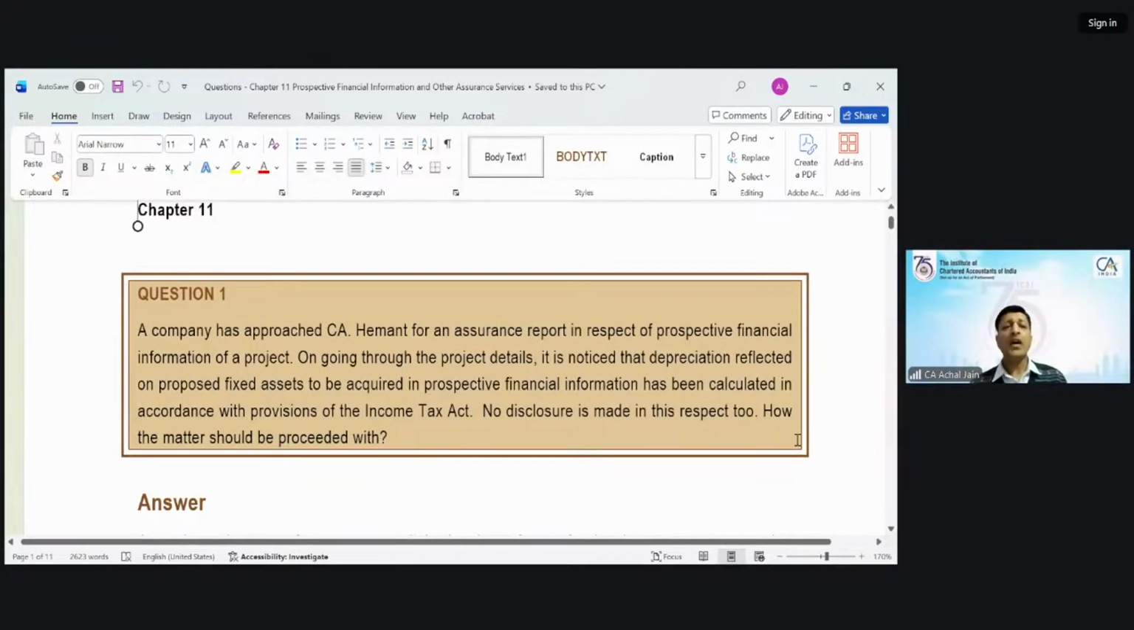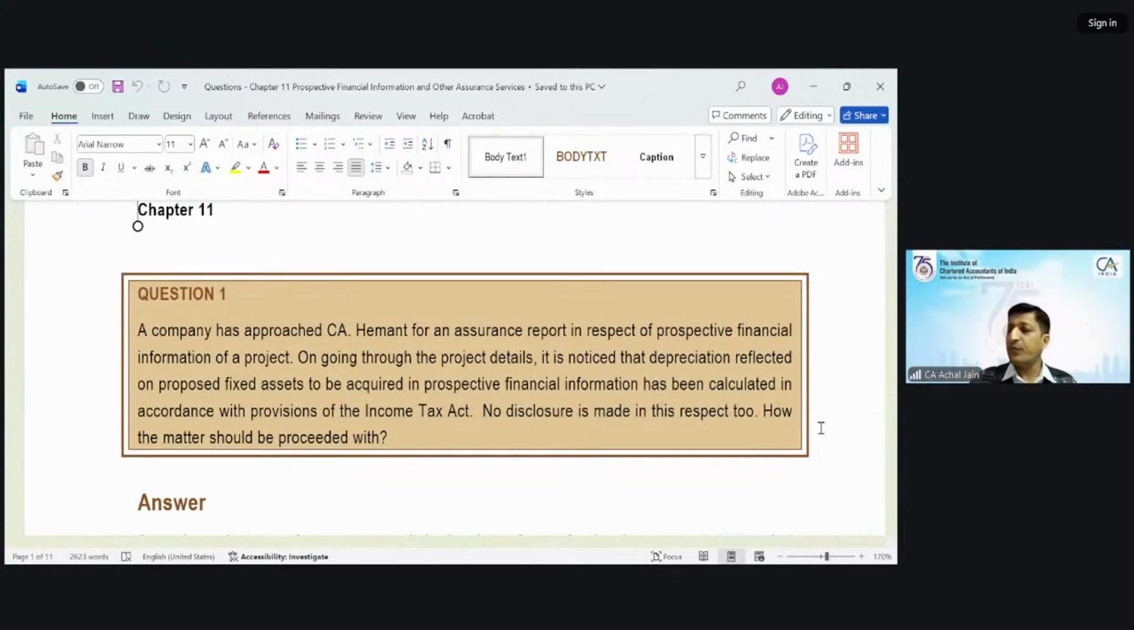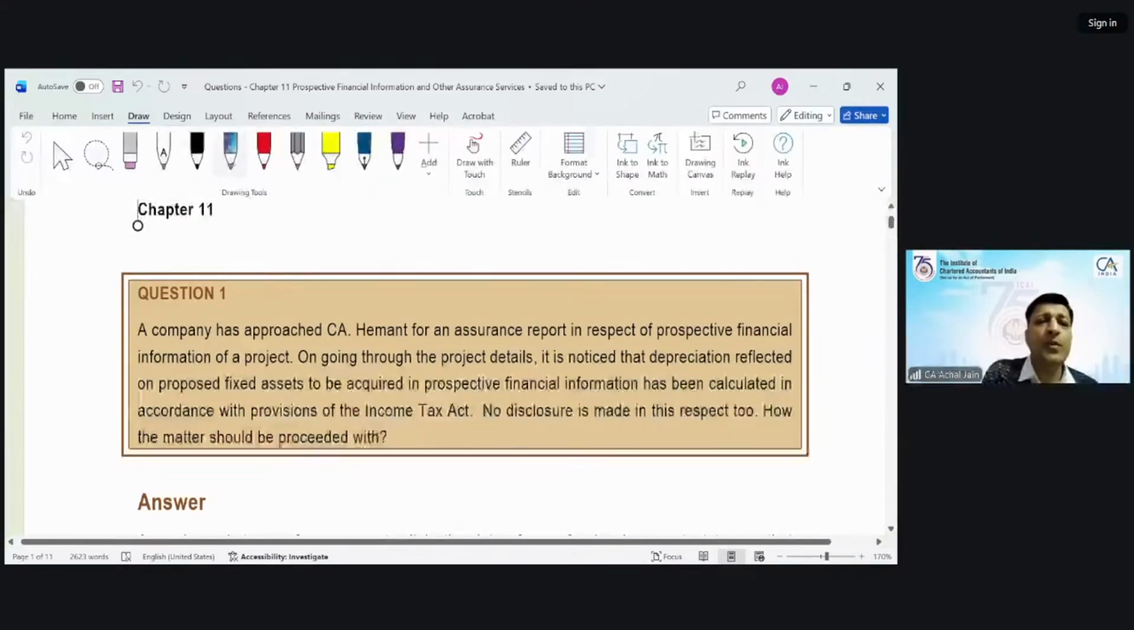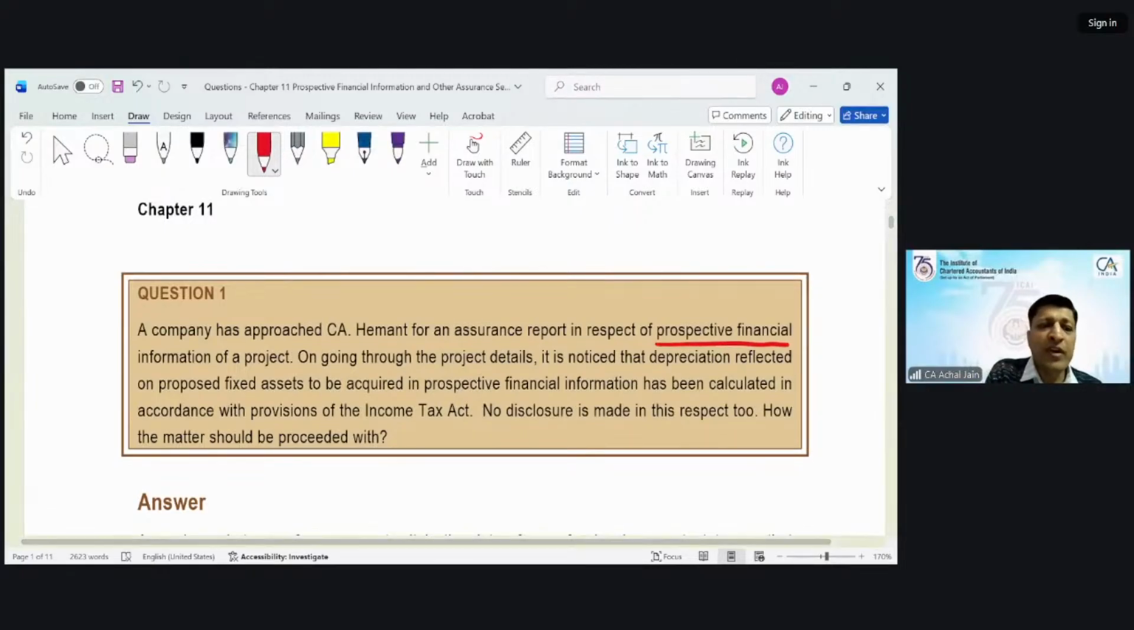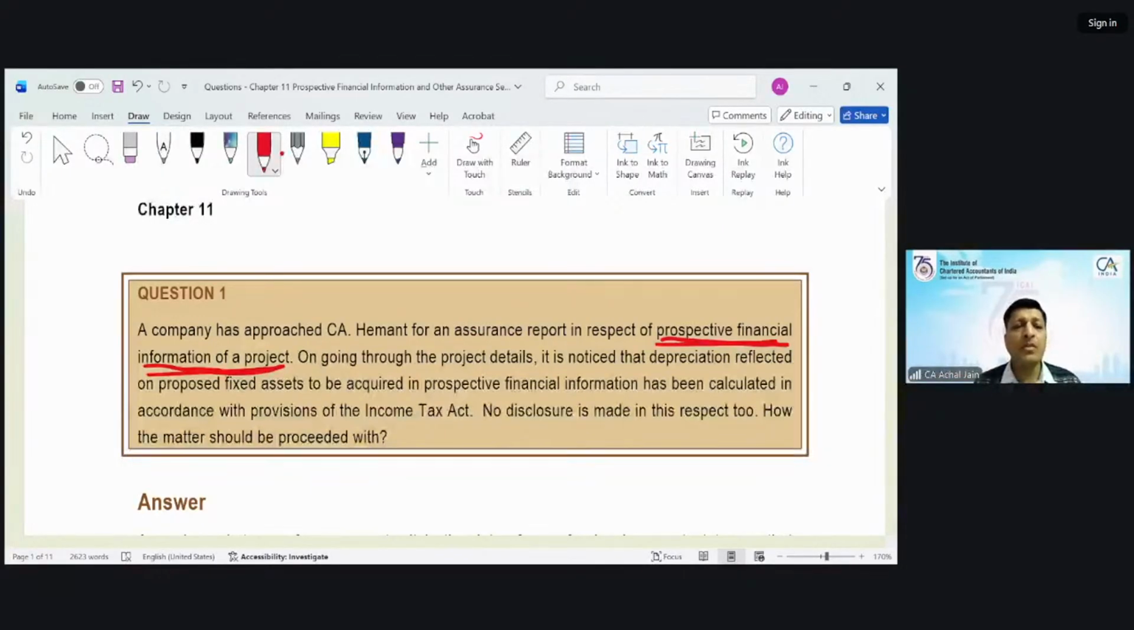A company has approached CA Hemant for an assurance report in respect of prospective financial information. Something that we talked about. So over here, the subject matter is prospective financial information. On going through the project details, it is noticed that depreciation reflected on the proposed fixed assets to be acquired in the prospective financial information has been calculated in accordance with provisions of the income tax. Is that a problem? We don't know, because till the time we don't know the basis, we are not sure. It appears to be wrong. No disclosure is made in this respect too.